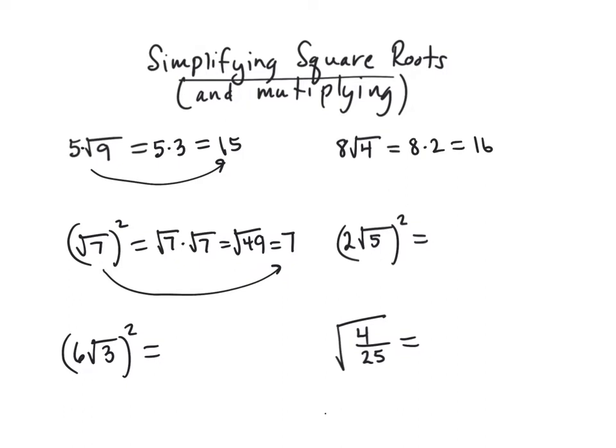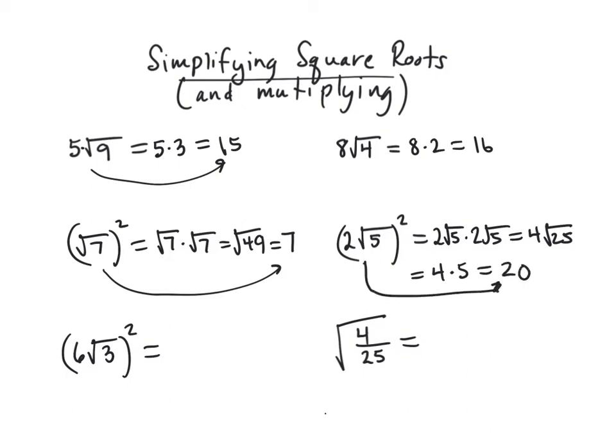2 root 5 squared is 2 root 5 times 2 root 5, which is 4 root 25. 4 root 25 is 4 times the square root of 25. Square root of 25 is 5, and 4 times 5 is 20. 2 root 5 squared is 20.